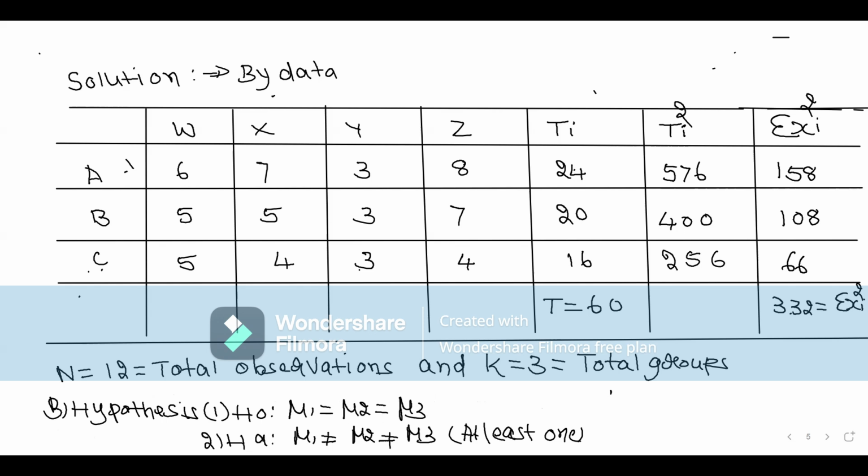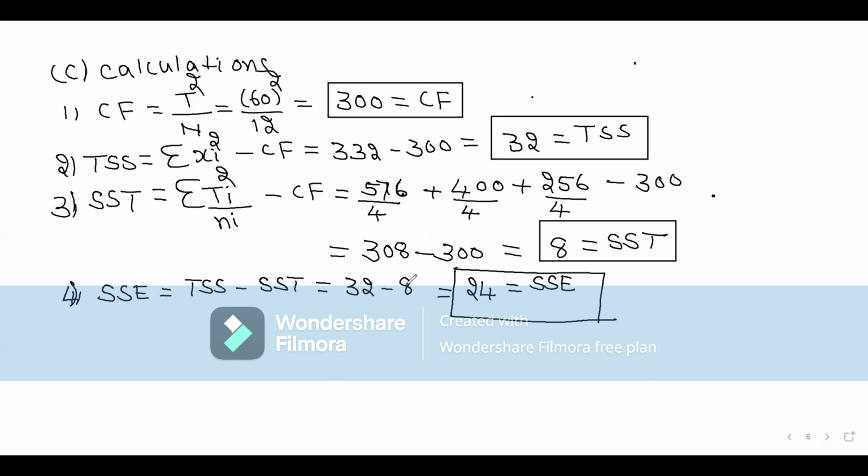Then the alternate hypothesis is the opposite of this. Mu1 is not equal to mu2, is not equal to mu3. At least one is true, means all the 3 may not be equal. At least one is unequal. Okay. Now next. See here, the calculation we have to do.